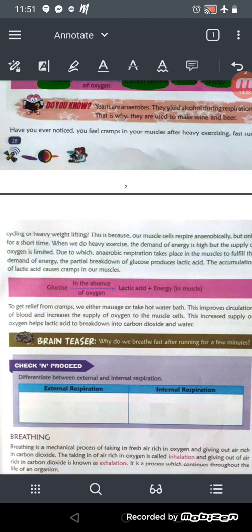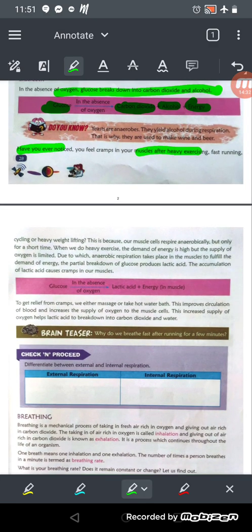Okay, now have you ever noticed you feel cramps in your muscles after heavy exercise, fast running or cycling or heavy weight lifting? So class, you must feel very heavy, you feel cramps in your muscles when you do a very heavy exercise, or dance for a very long time, or if you are cycling or lifting a weight. Okay, so why does this happen?